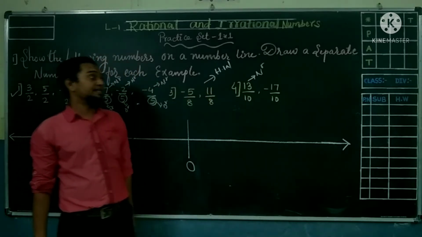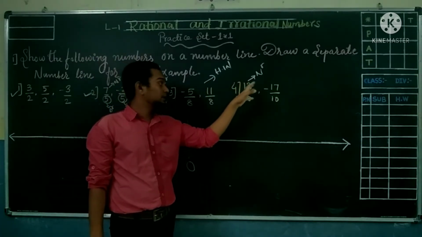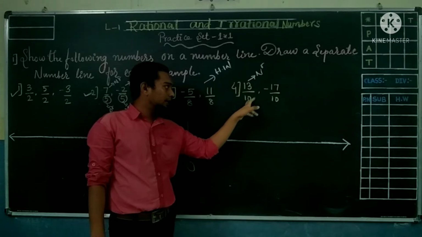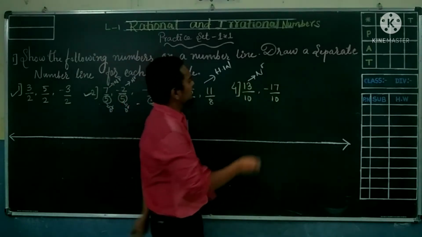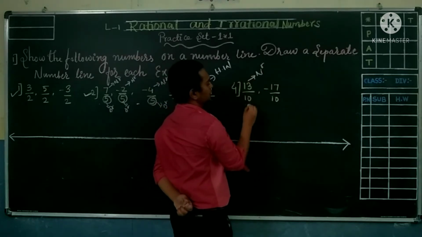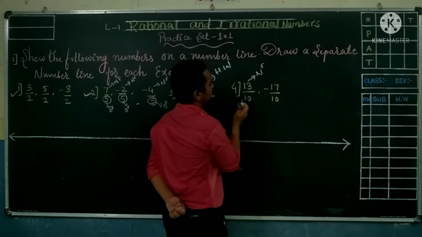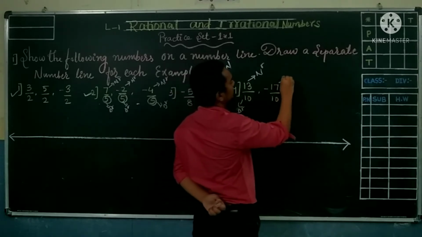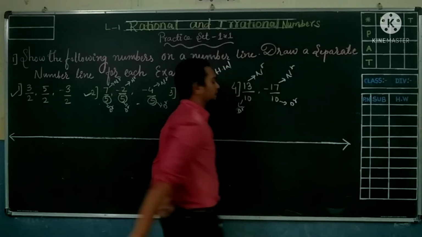Now, we are going to discuss the fourth question or fourth sum, 13 upon 10, minus 17 upon 10. Here, 13 is the numerator and this one is the denominator.